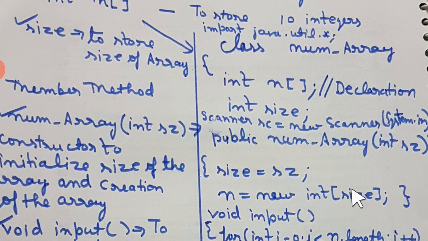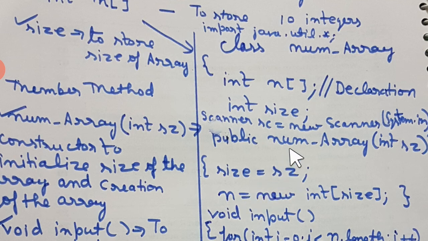Suppose I have the value of size as 5. That means I have to allocate memory for 5 integers. One integer takes 4 bytes, so 5 into 4, 20 bytes are going to be allocated to this array. Which array? n.